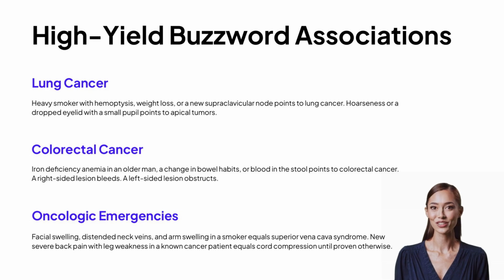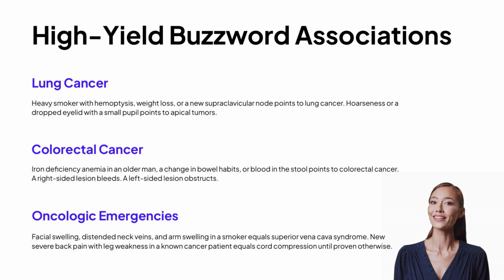Let us drill the buzzwords fast, because these are what the test uses to point you toward the diagnosis. A heavy smoker with hemoptysis, weight loss, or a new supraclavicular node is lung cancer. Hoarseness, or a dropped eyelid with a small pupil points you to an apical tumor. Iron deficiency anemia in an older man or a change in bowel habits is colorectal cancer. Remember, right-sided colon lesions bleed, left-sided colon lesions obstruct.